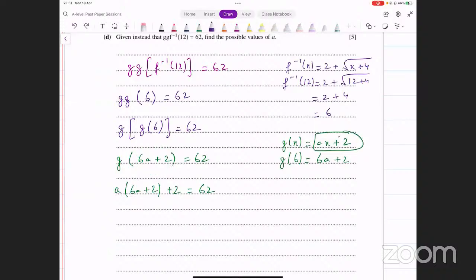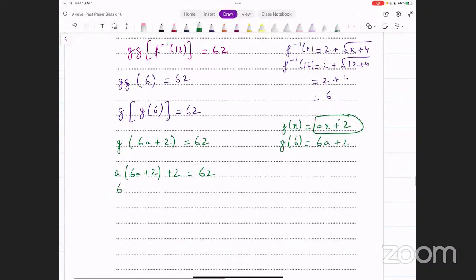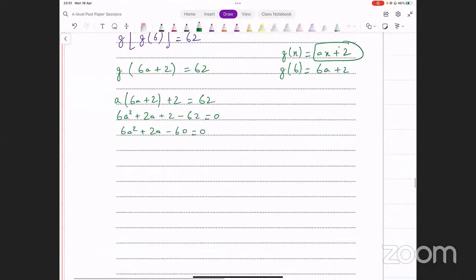Now this is an equation that we have. It's going to be a quadratic equation. From here you can find the values of a. So this turns out to be 6a square plus 2a plus 2 minus 62 equals 0. Solve this equation. 6a square plus 2a minus 60 equals 0. That's 3a square plus a minus 30 equals 0.